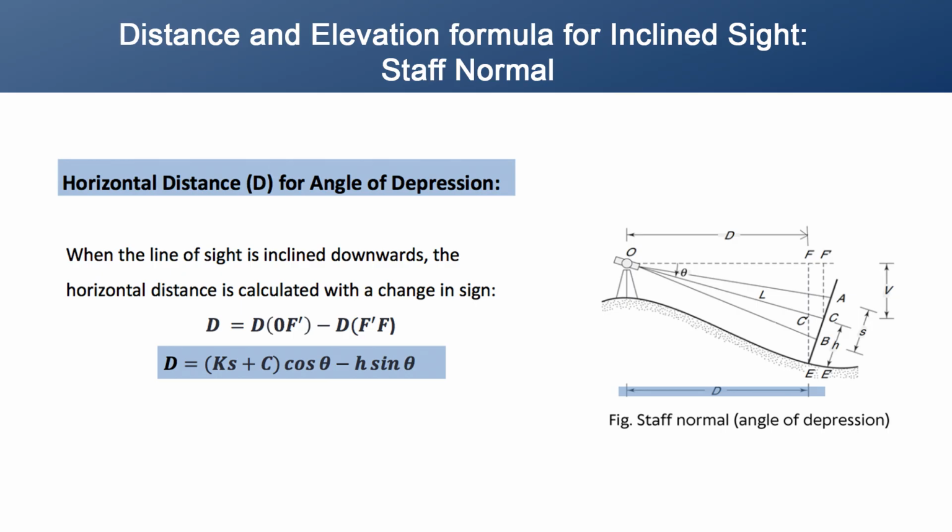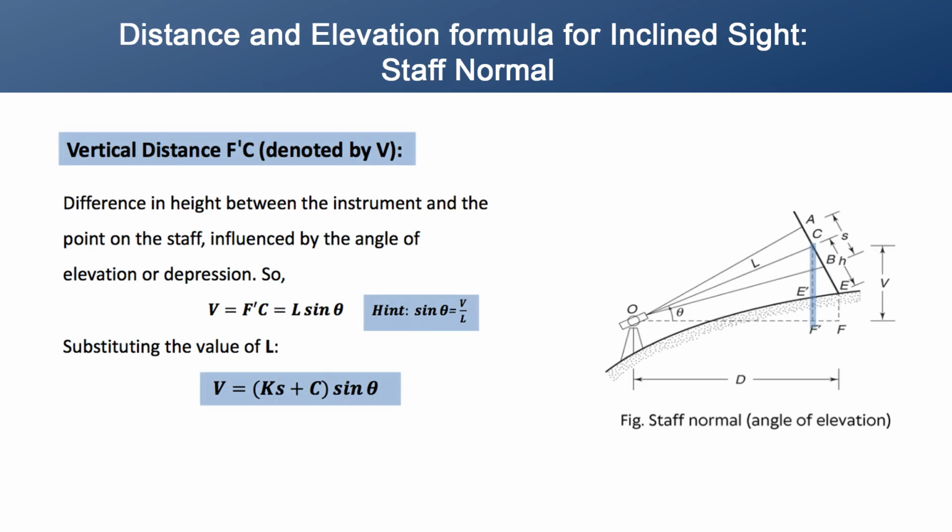When the line of sight is inclined downward, the process is similar but with a slight change in the sign. So, capital D is equal to OF' minus F'F. OF' is equal to (Ks plus C) into cos theta and F'F is equal to h into sin theta. So, the horizontal distance D will become D is equal to (Ks plus C) into cos theta minus h sin theta. Now, the vertical distance F'C denoted by V.